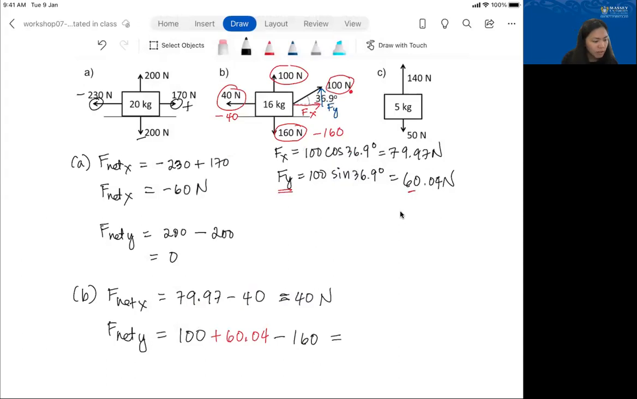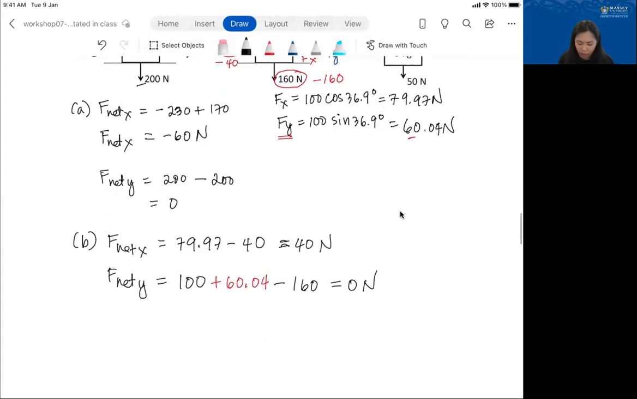Wait, I think, let me do the sine and cosine once again. Sine of 36.9 will give me 60. Yep, 60. So you have there a 0 Newton force for the Y component, roughly 0 newtons. Almost 0. You're right, Oksana.